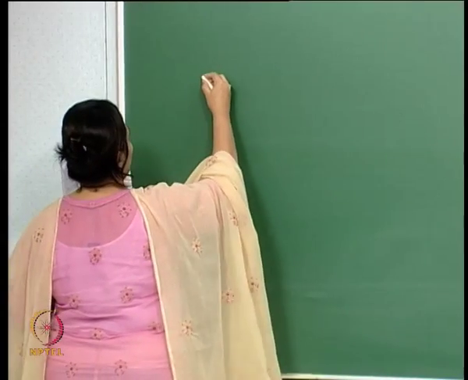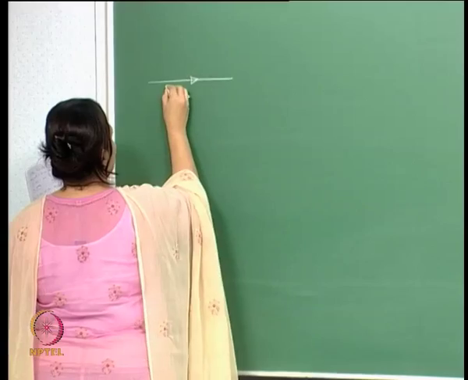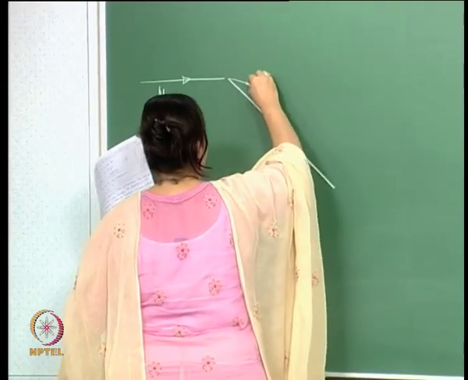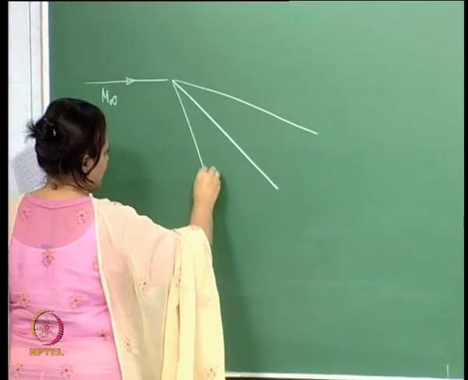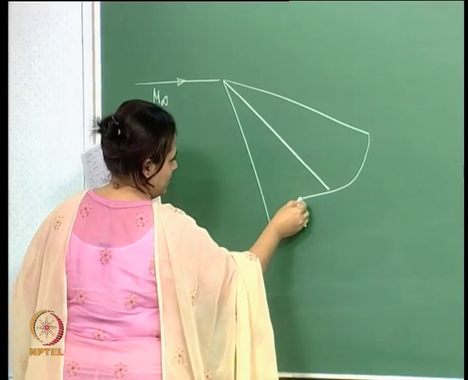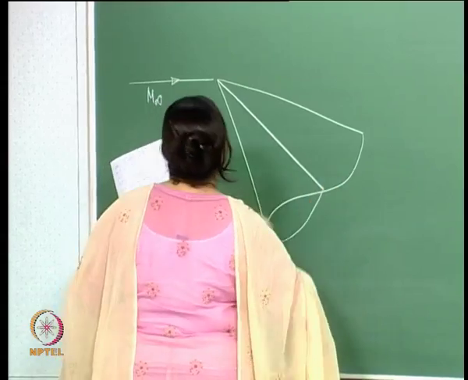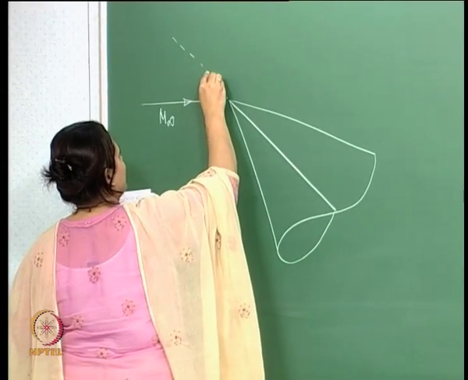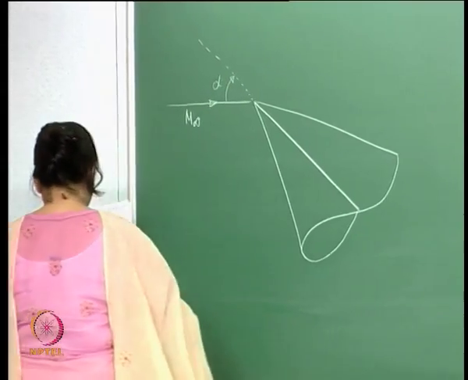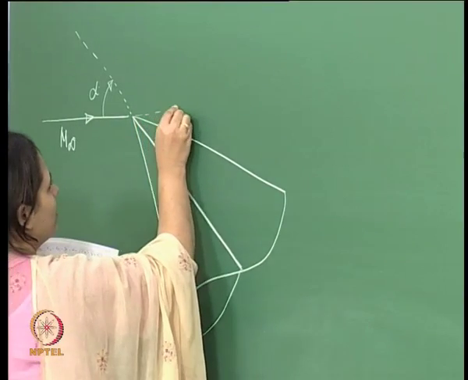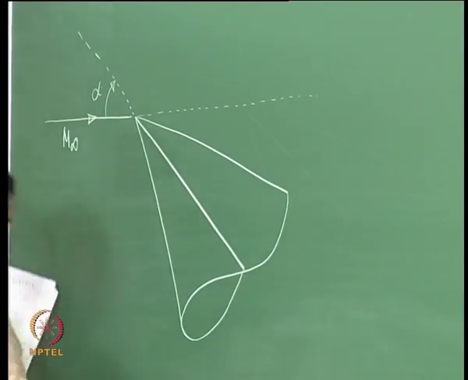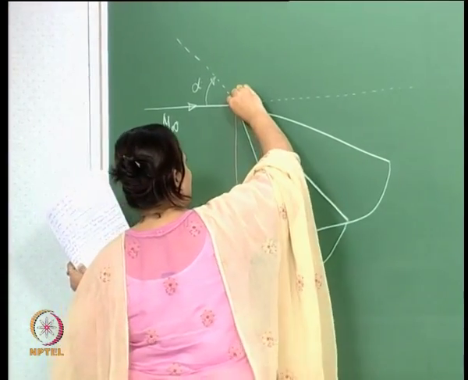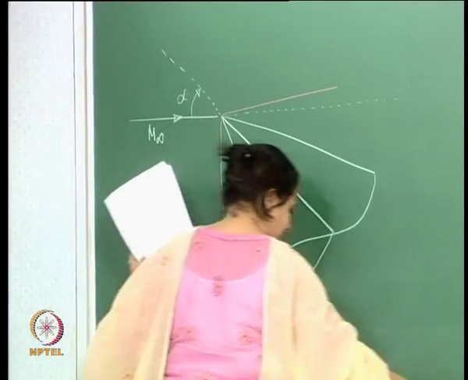So what we have here is our cone at an angle of attack, right? So this is our free stream, okay? This is our free stream. This is our cone at an angle of attack, and this is our alpha, right? And we will have a shock structure somewhere like this. So this is our shock structure.